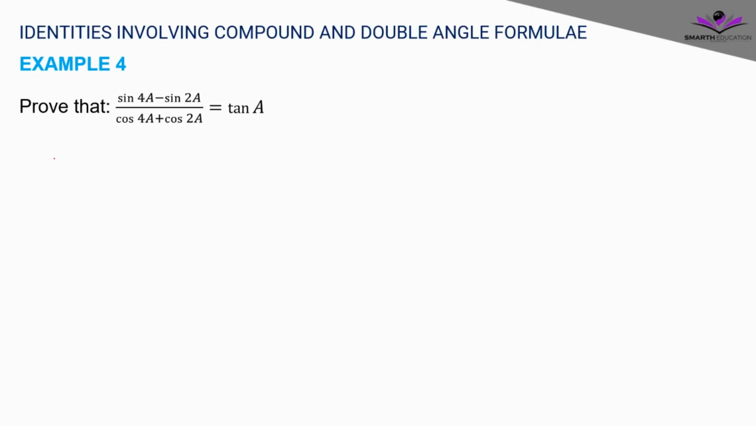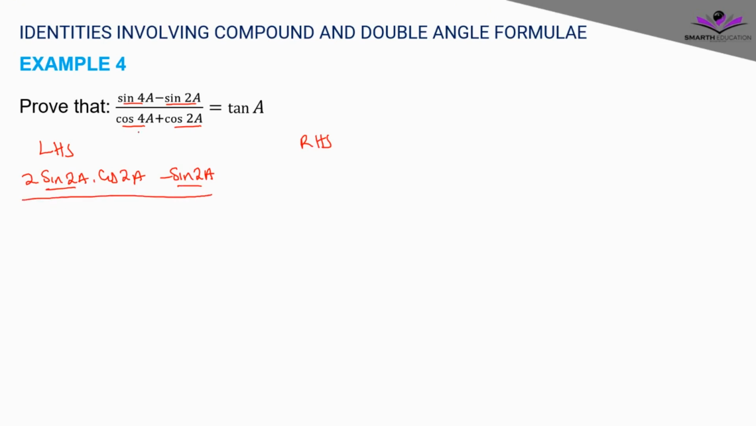Right, let's do example 4. We have the left hand side and the right hand side. Okay, so sine 4a, sine 2a, cos 4a, cos 2a. So we see double angles there. Okay, sine 4a can be changed to 2 sine 2a, then cos 2a minus sine 2a, right? And we can see a common factor there. So let's leave it like that for now.